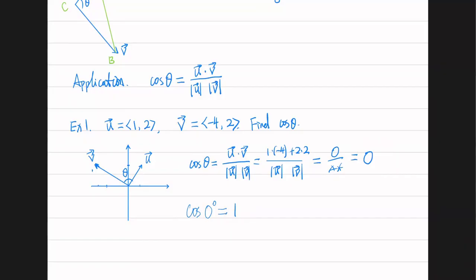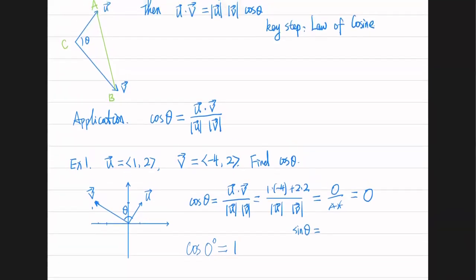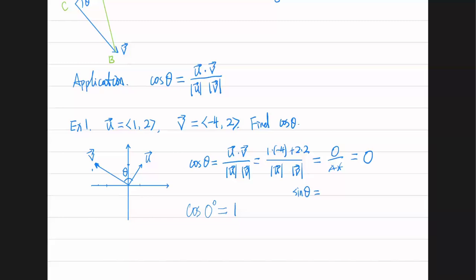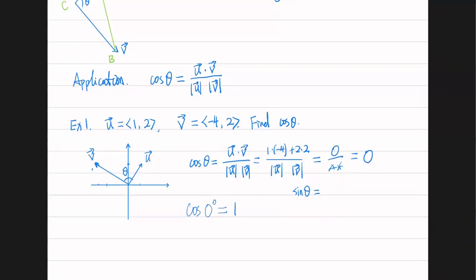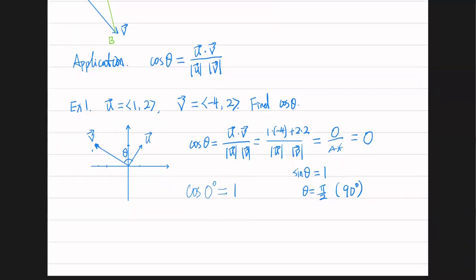Okay, if cosine theta is 0, what's sine theta? 0, sine theta is 0. That's going to be 0, I think. What do you mean? Both cosine and sine at 0 degrees. No, the teacher meant sine theta, not sine 0 degrees. Oh, sorry. Sine theta is going to be 1. Okay, so this means theta is pi over 2, or 90 degrees. In this case, we see the two vectors are perpendicular.